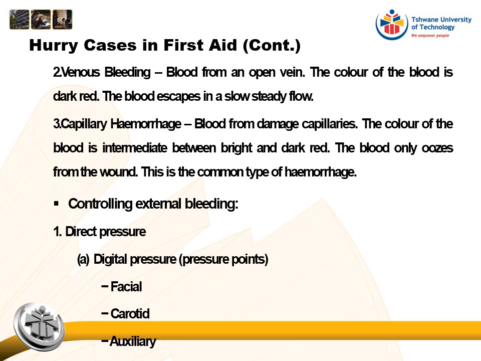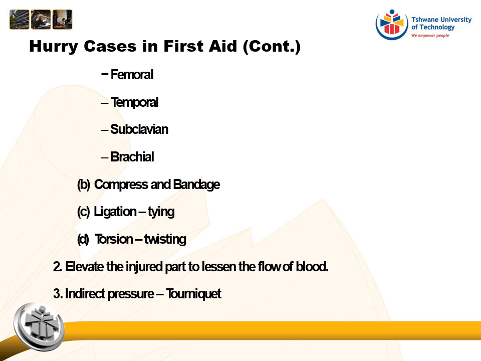Controlling external bleeding. How do we control external bleeding? The first one is direct pressure. A, digital pressure, that's the pressure points. So it can be facial pressure points, carotid pressure points, or axillary pressure points. Femoral, temporal, subclavian, brachial. These fall under pressure points. Then B, compress and bandage, ligation (tying), torsion (twisting). So all these are under direct pressure.